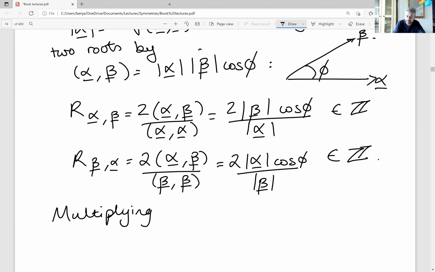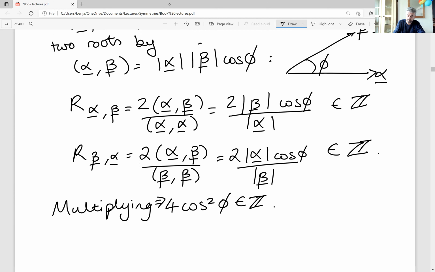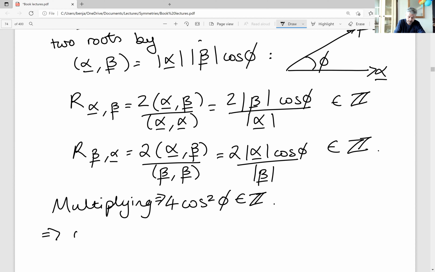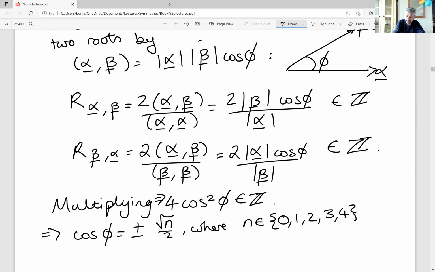So if we multiply these two right-hand sides, we get an integer. And so the multiple, 4 cos squared phi, is an integer. So what this means is that cos phi is plus or minus root n over 2, where n is in the set 0, 1, 2, 3, 4. So when we're considering roots of Lie algebras, we're restricting the angles that are between them, between the roots.